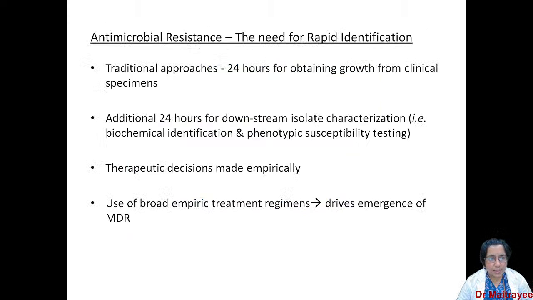The need for rapid identification of antimicrobial resistance is an urgent need because traditional approaches take 24 hours for obtaining growth from clinical specimens. An additional 24 hours is used for downstream isolate characterization, that is biochemical identification and phenotypic susceptibility testing. Therapeutic decisions are made empirically in the meanwhile, and use of broad empiric treatment regimens is what drives emergence of multi-drug resistance.